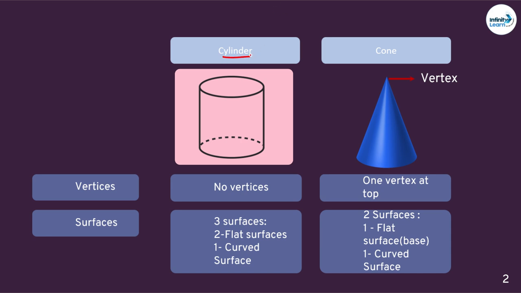Talking about cylinder, cylinder has no vertices. It has three surfaces. It means two flat and one curved surface. Now talking about cone, at the topmost it has one vertex at the top, two surfaces, one is flat and one is curved surface.